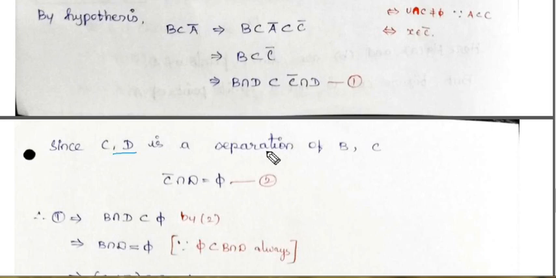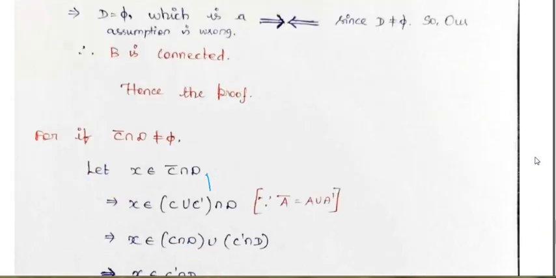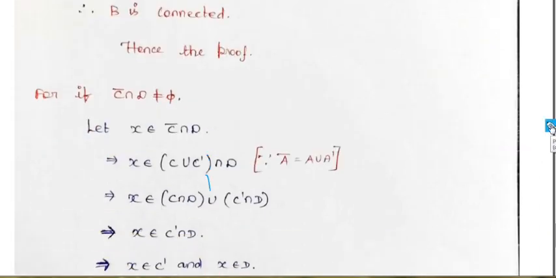Since C, D is a separation of B, C closure intersection D equals empty. Suppose C closure intersection D is not equal to empty. That is non-empty, so see the result.